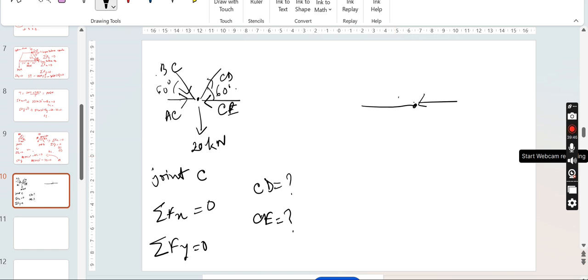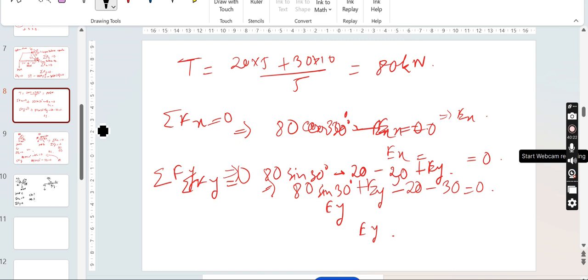The conditions are in E. So in this direction, E is EY. You know the value of EY. And this is BE. This is CE. You will get from here what is the CE value. And this is EX. You will also get EX from this equation.